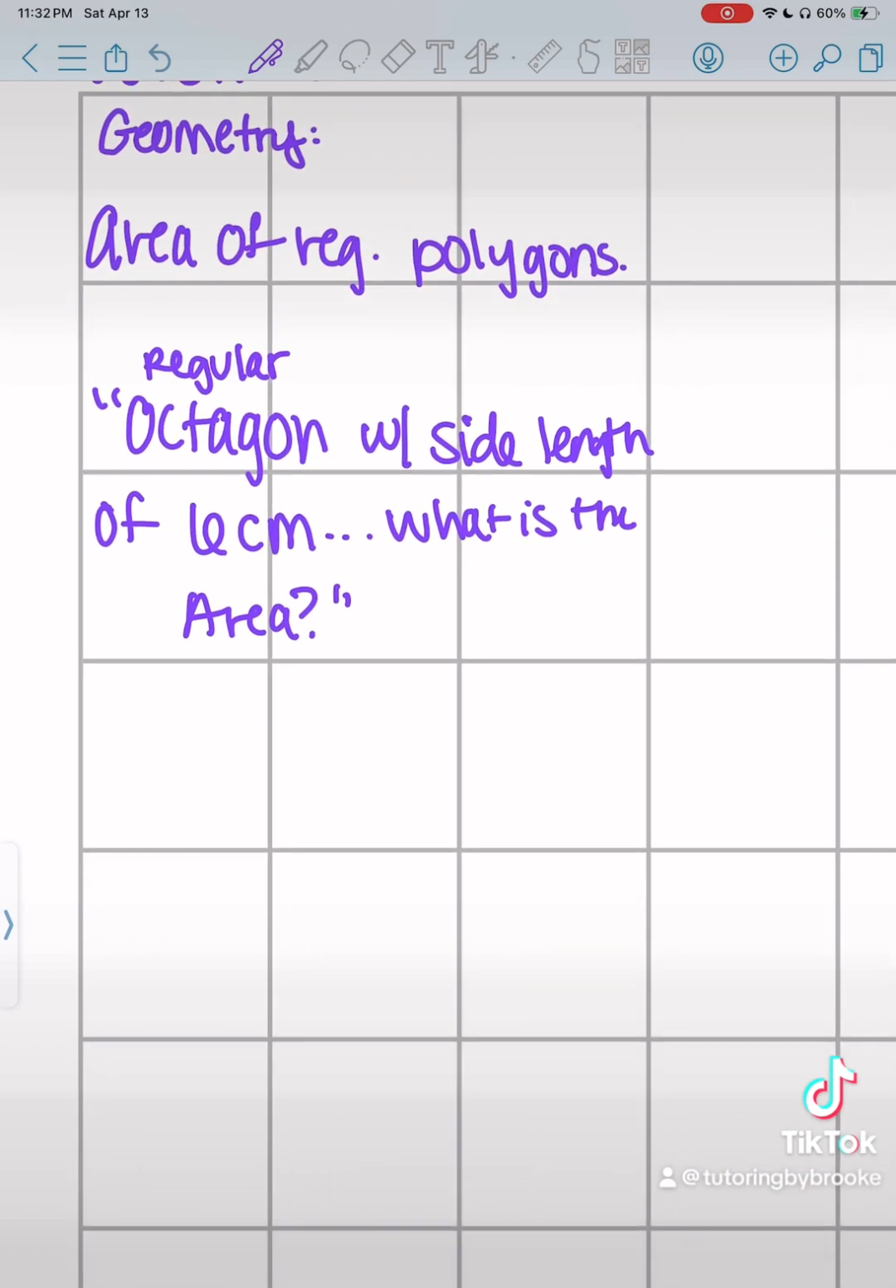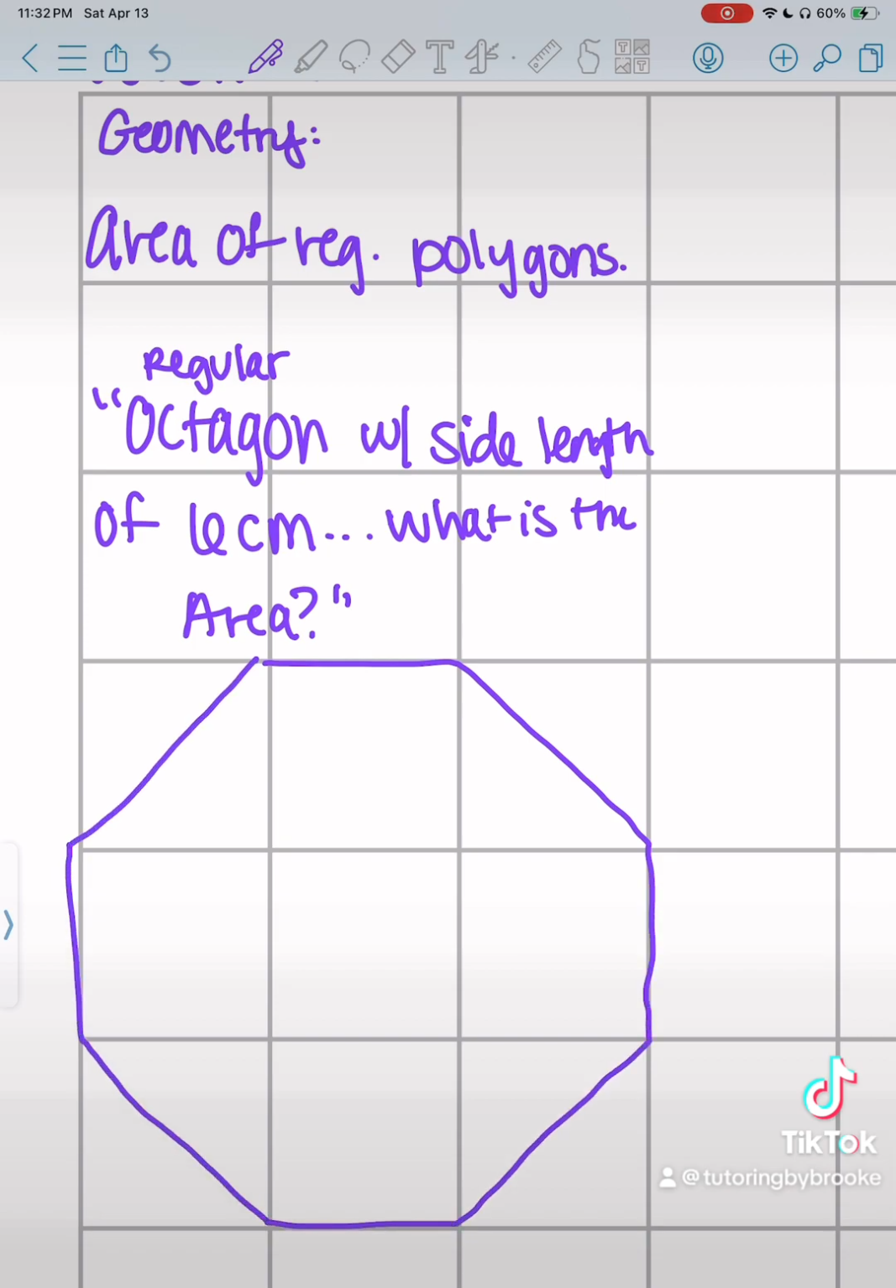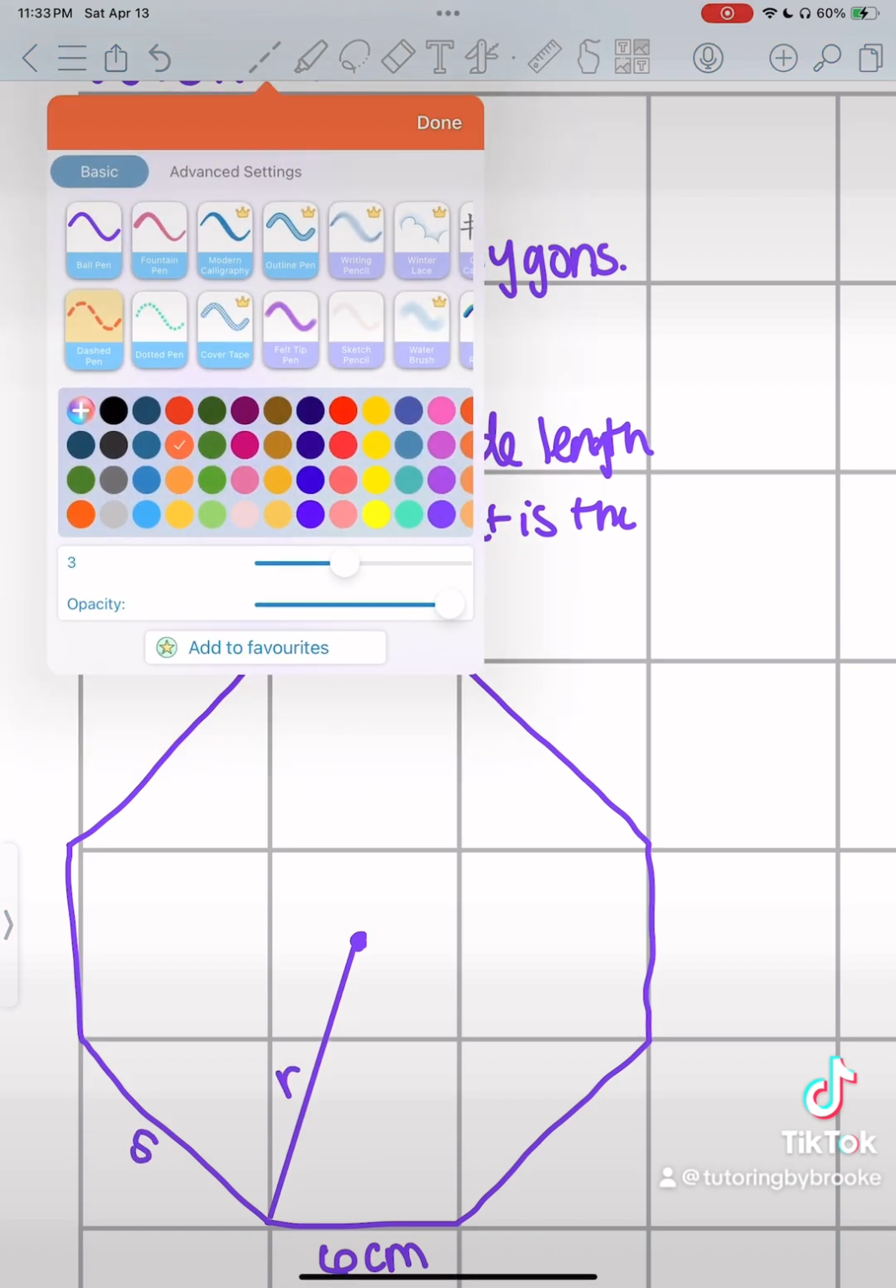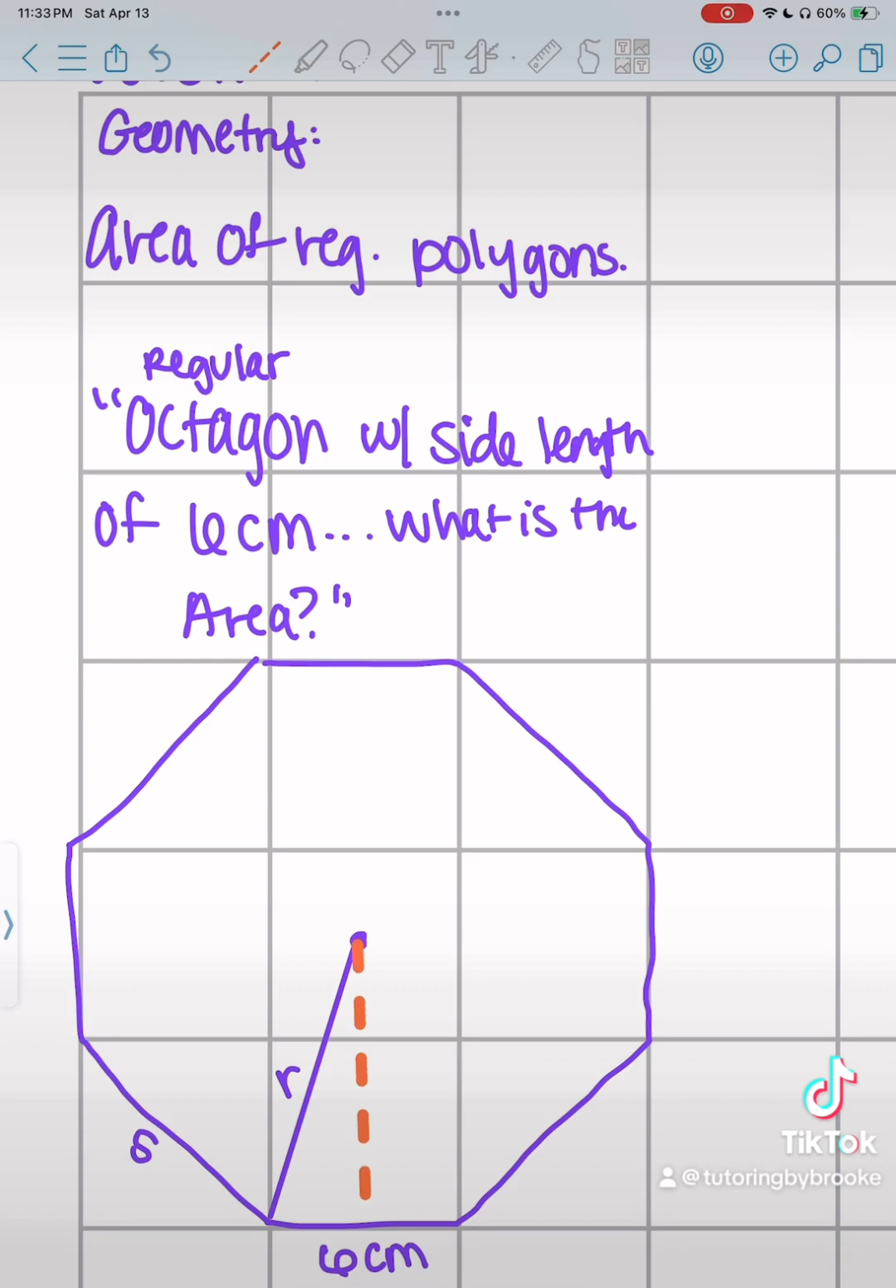So we're going to go ahead and sketch out an octagon, of course, which is an 8-sided figure. And it doesn't have to be perfect. We're just trying to get the idea going here. We know that the side length we were given was 6 centimeters. And from the center of our polygon to a vertex, this straight line is going to be called our radius. These are our side lengths. And then, of course, this dotted line I'm drawing is our apothem.